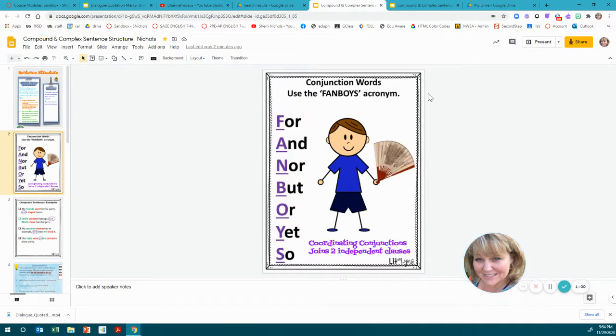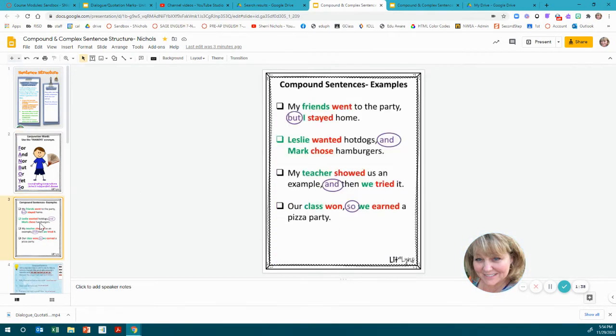As a reminder, conjunction words use the fanboys acronym. We call them coordinating conjunctions, and they join two independent clauses. An independent clause, of course, means that it has a subject, a verb, and it makes sense on its own. Our fanboys are for, and, nor, but, or, yet, so. Those 7 joining words are the only words we will ever use to join two independent clauses. So it's fairly easy. If you memorize fanboys and memorize these words, it's pretty simple.